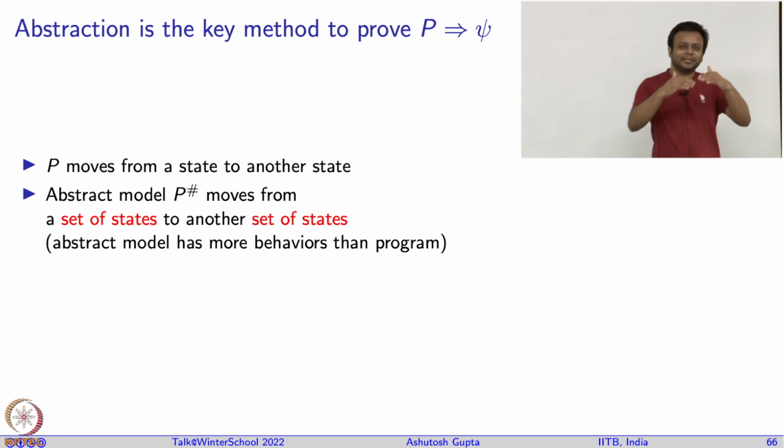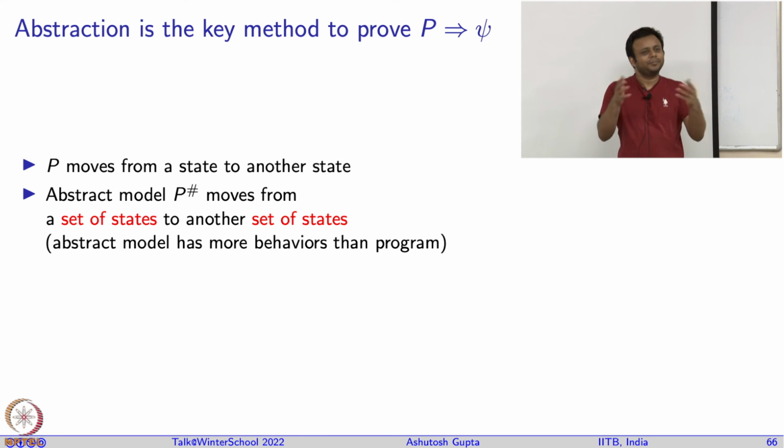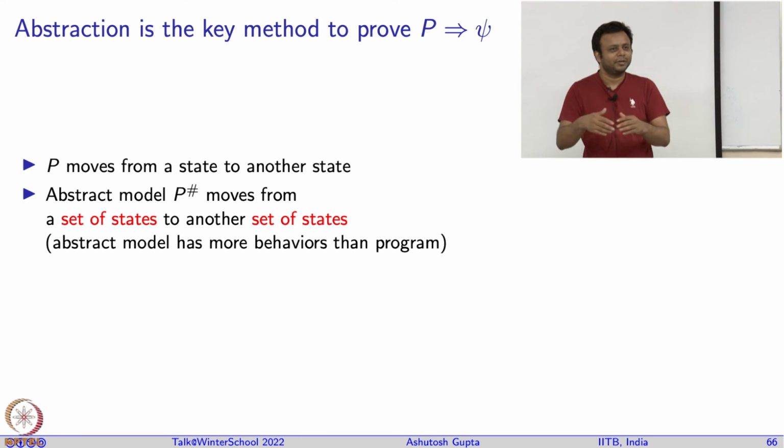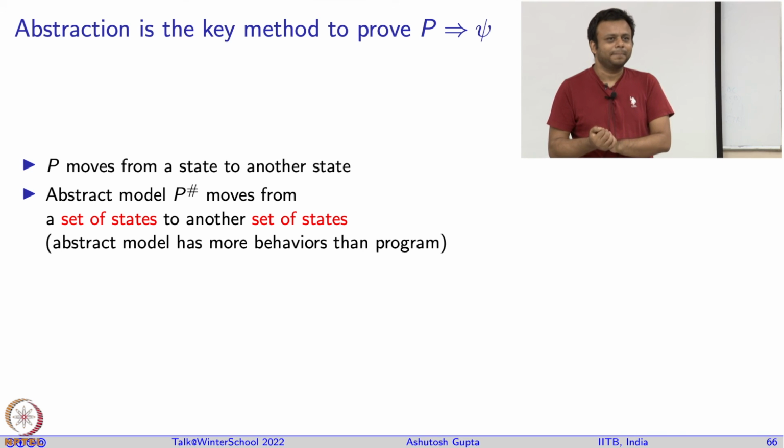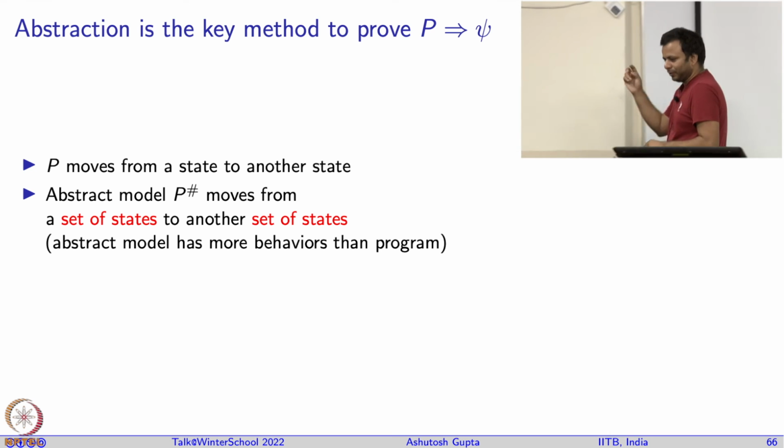Instead of treating a program as arithmetic which runs the program, I am talking about symbols: if this is variable x, what are the possible values of x? And when you execute the program, what can the possible values be? So this is called the abstract program, P hash.